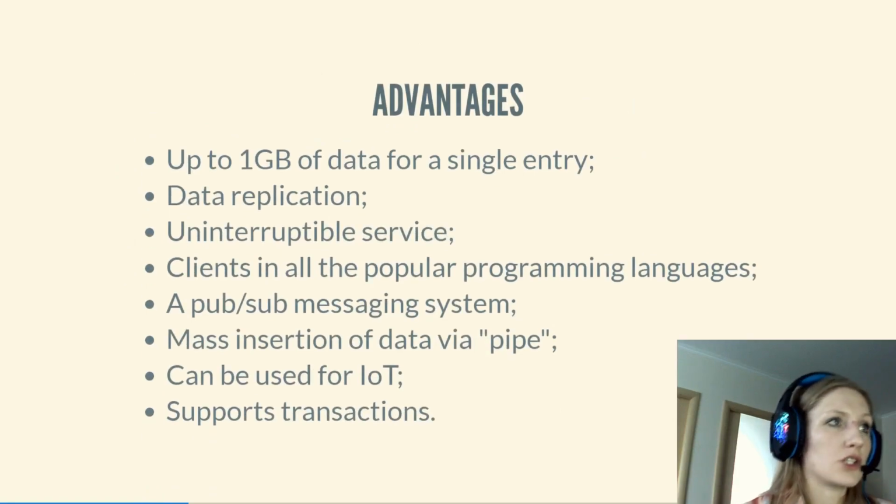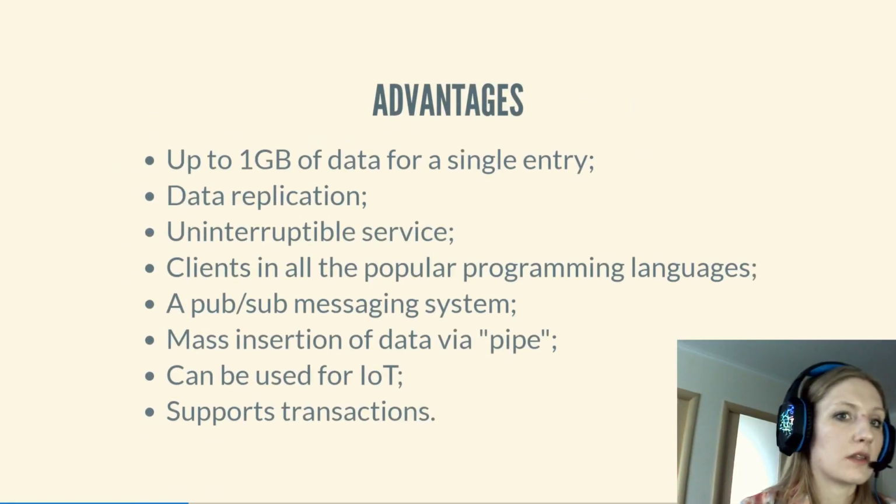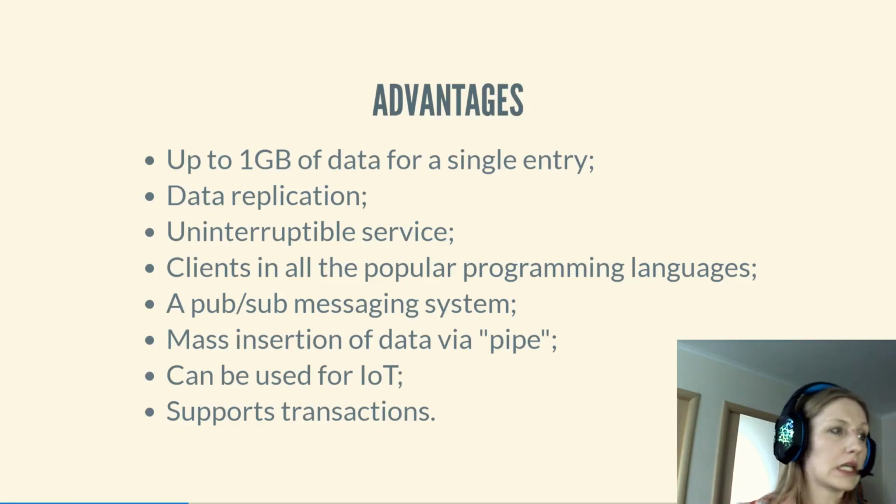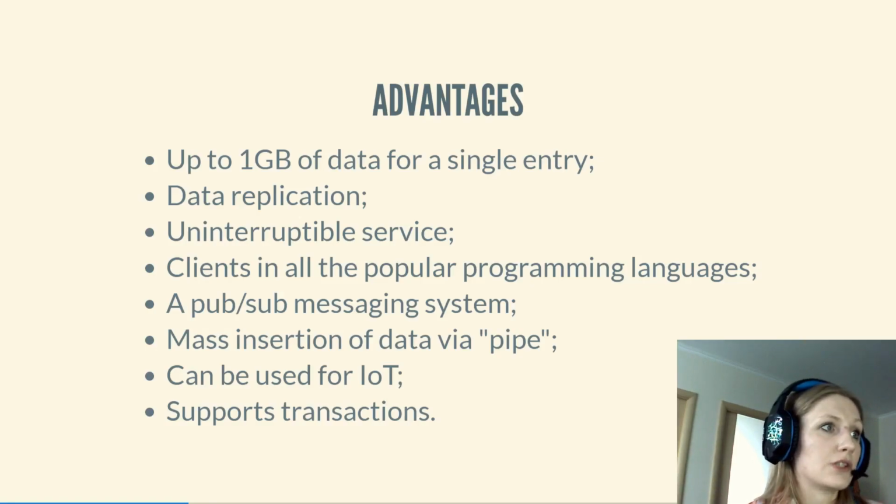There are lots of advantages of using Redis, and one of them is that you can keep a huge amount of data in it, and each entry can be up to 1 gigabyte of data. That means 512 megabytes for key and 512 megabytes for value. Redis uses data replication and hash. It provides an uninterruptible service due to very good replication. At the same time, it has clients for all the most popular programming languages. In the next slide, you will see the list of them.